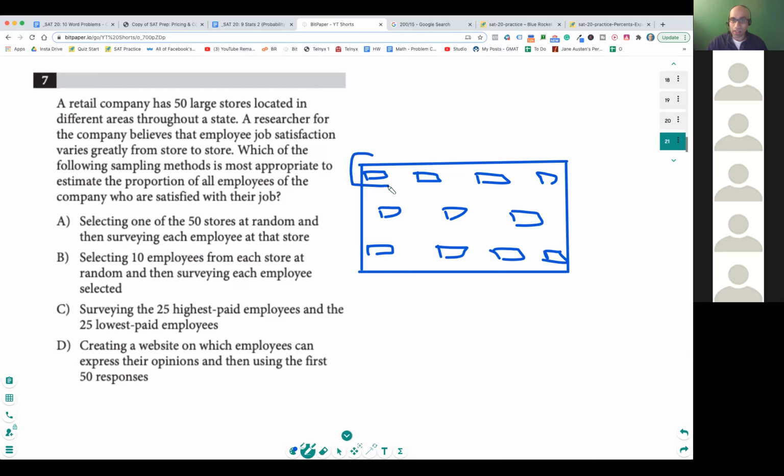Maybe it's a store over here, right? And something's happened in this part. Maybe this is in a forest area, or this is in a super urban area, right? Could be anything. It doesn't represent the entire state, right? It doesn't represent the entire state.